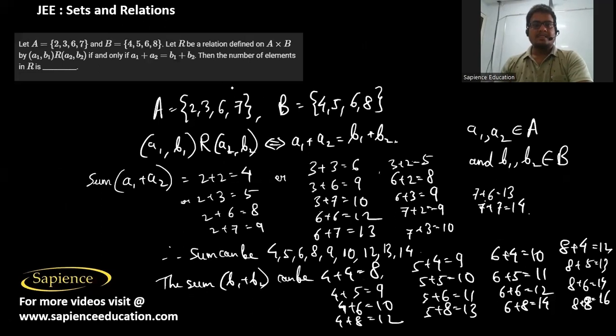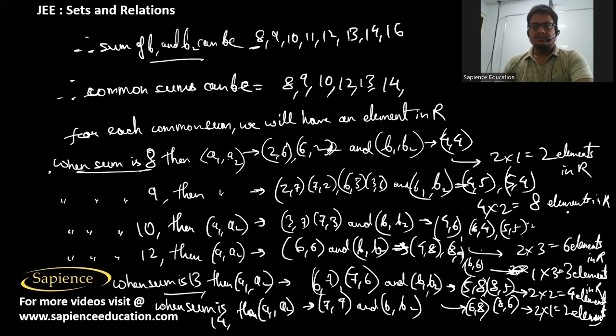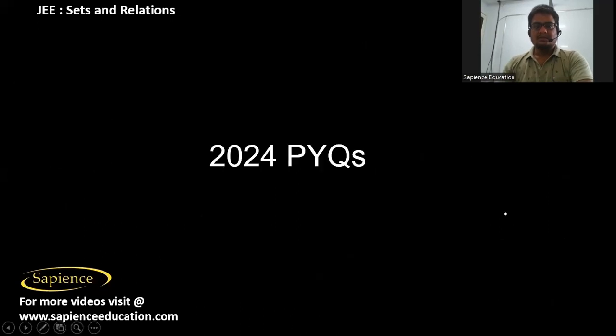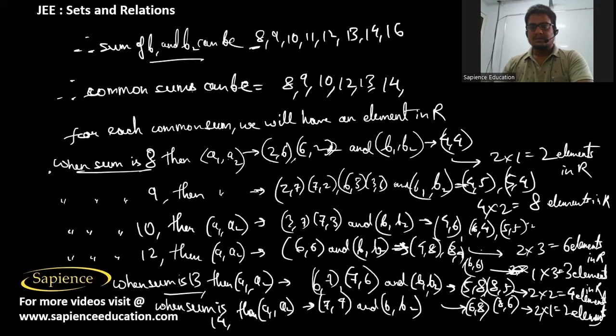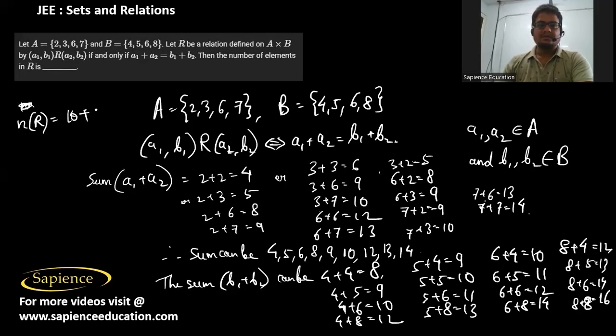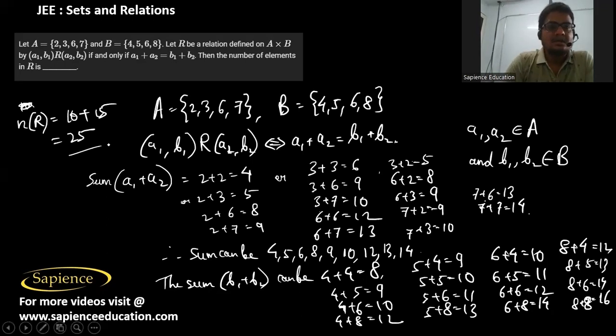So therefore the number of elements in the relation R will be equal to 2 plus 8 plus 6 plus 3 plus 4 plus 2. So this is 2 plus 8, that is 10, plus 6 plus 4, 10, 10 plus 5, that is 15. So that will be 25. So there are 25 elements in the relation R. So the answer is 25.